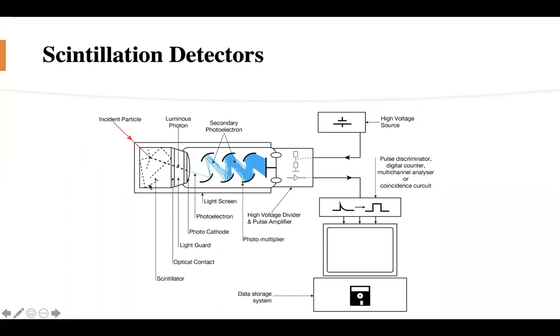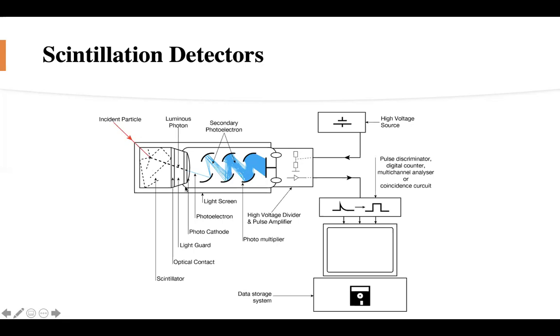This is the scintillator crystal or scintillator material. It can be solid, it can be liquid. It's a different form of scintillator, but the mechanism is the same. When an incident particle or photon hits the crystal, it will produce light, because this radiation excites the atoms of the material, and it will produce light.